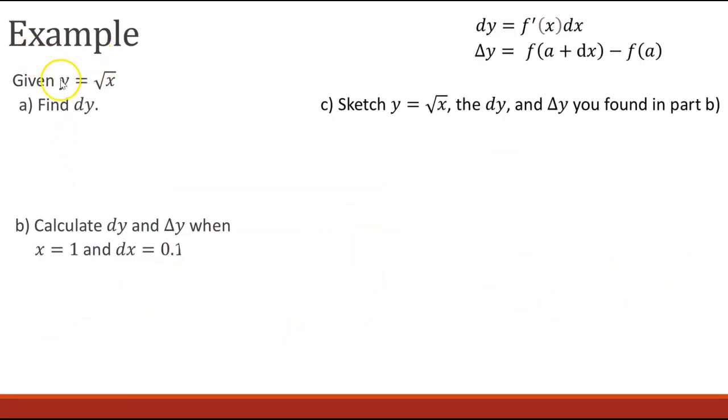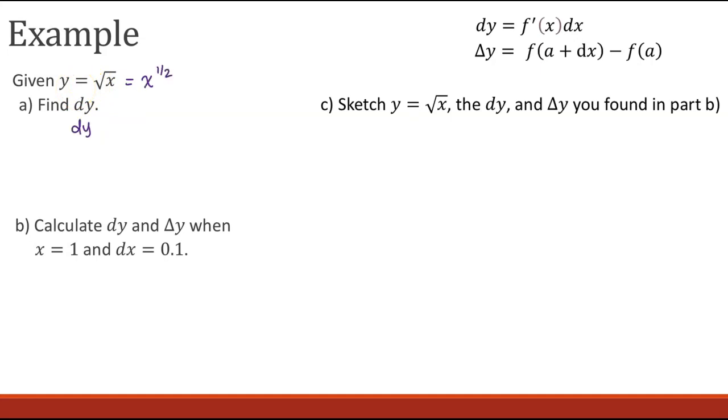Let's look at an example. Here we're given the function y equals the square root of x, and in part A we're asked to find dy. So as a reminder, dy is equal to f prime of x dx. So the first step is really going to be to take the derivative. So remember, square root of x, that's x to the 1/2.